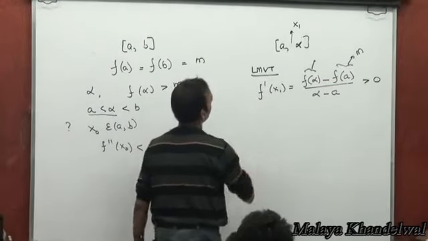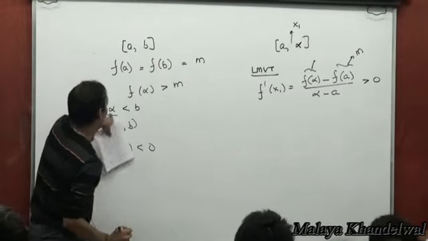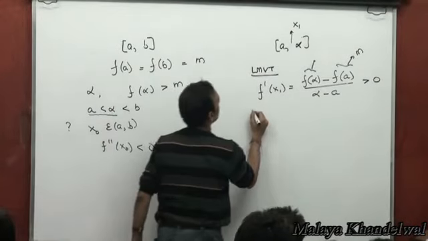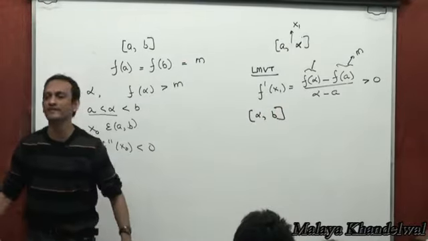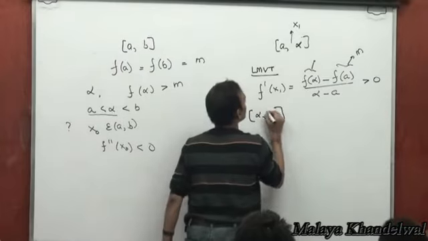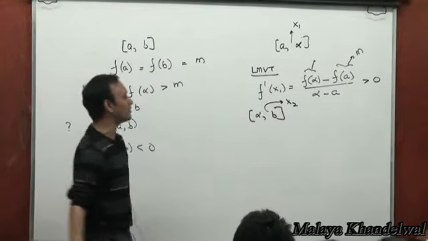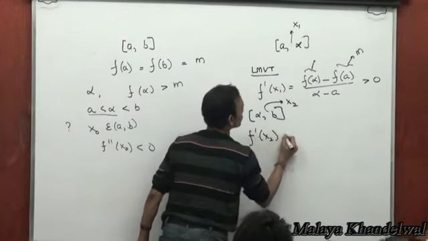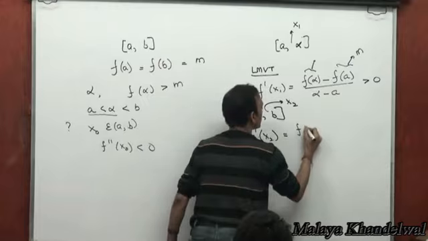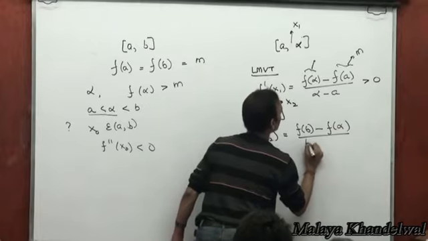Okay. Now, between alpha and b, let me once again deploy Lagrange's mean value theorem, which means there exists an x2 between alpha and b, for which f dash x2 would be (f(b) minus f(alpha)) by (b minus alpha).